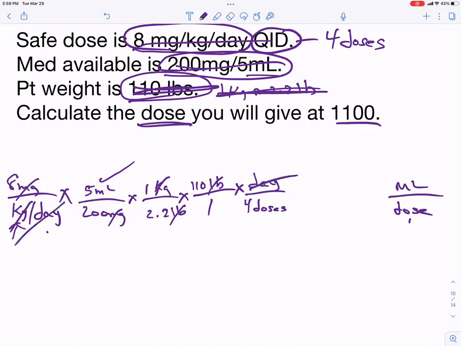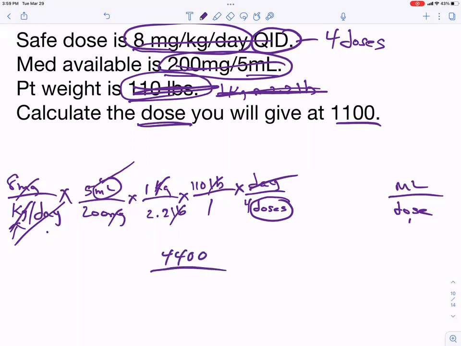Cross off day. Look at my problem. I got milliliters and I got doses. Everything else is crossed off. So now it's just math. So 8 times 5 times 1 times 110. Hopefully it's 4,400. If my math is wrong, don't judge me.